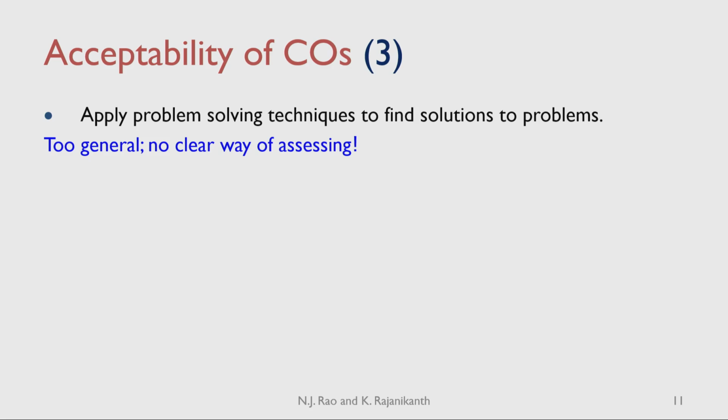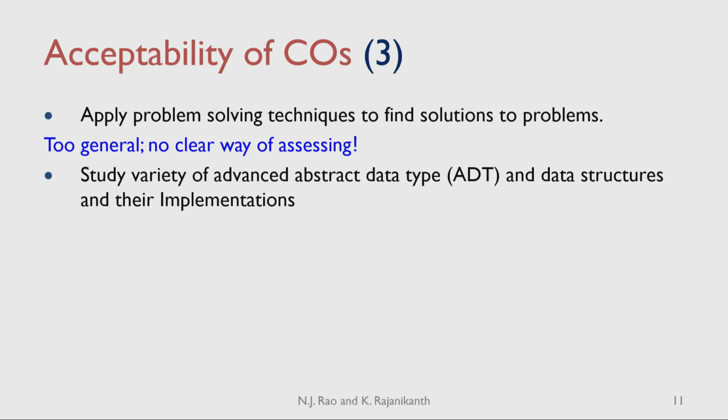It also says find solutions to problems. It does not indicate what kind of problems, what kind of scope is implied by this CO statement. These are all vague. So, this is a very general CO statement and thus is not acceptable as a CO of good quality. Study variety of advanced abstract data types and data structures and their implementations. Please reflect about this outcome statement.